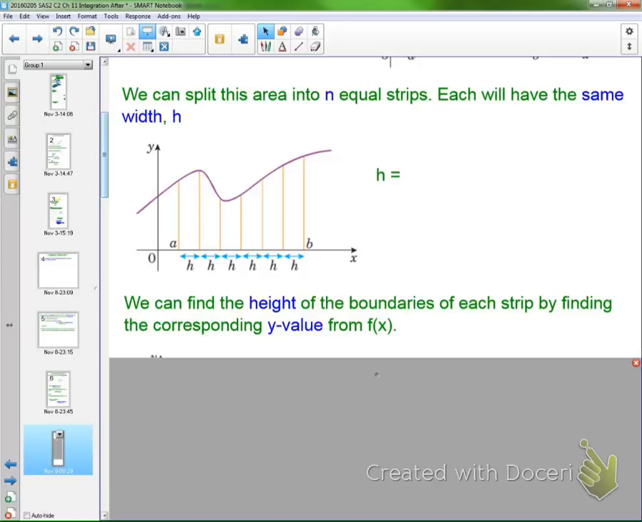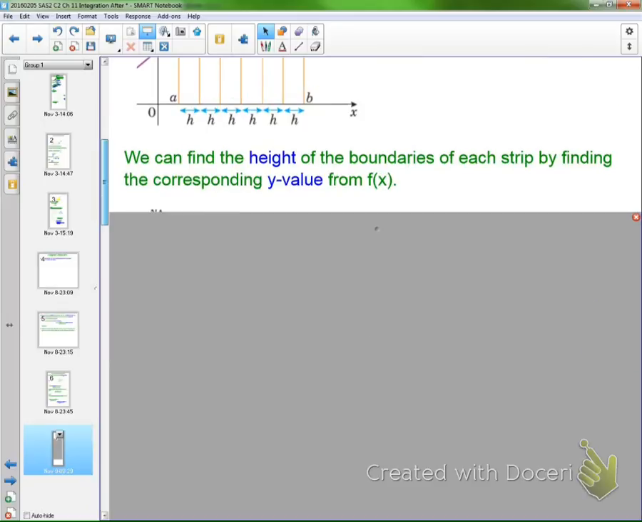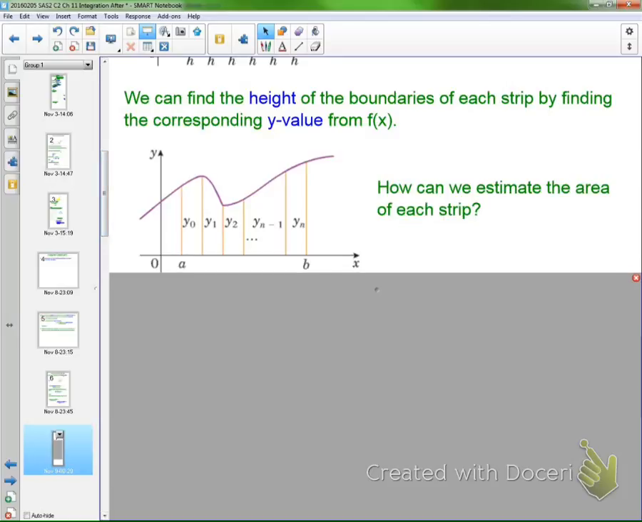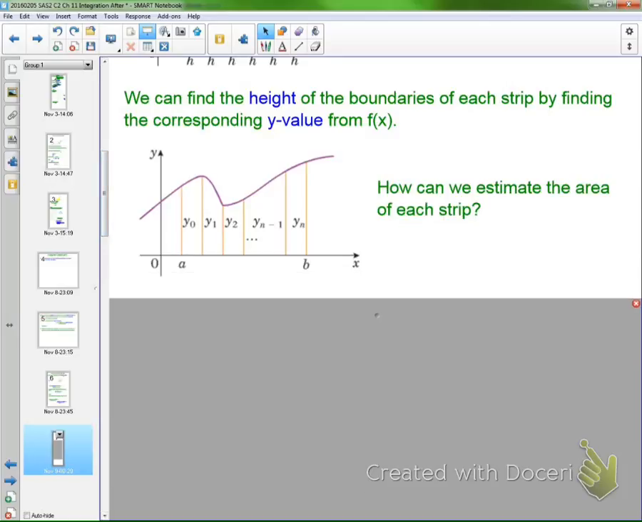It's also worth noting that while we have n equal strips, we have n plus 1 different heights that we're trying to find. So 1, 2, 3, 4, 5, 6 strips has 1, 2, 3, 4, 5, 6, 7 y values that we will need to find. So, we have these y values. We tend to label them starting at y0 so that our n's can match up.